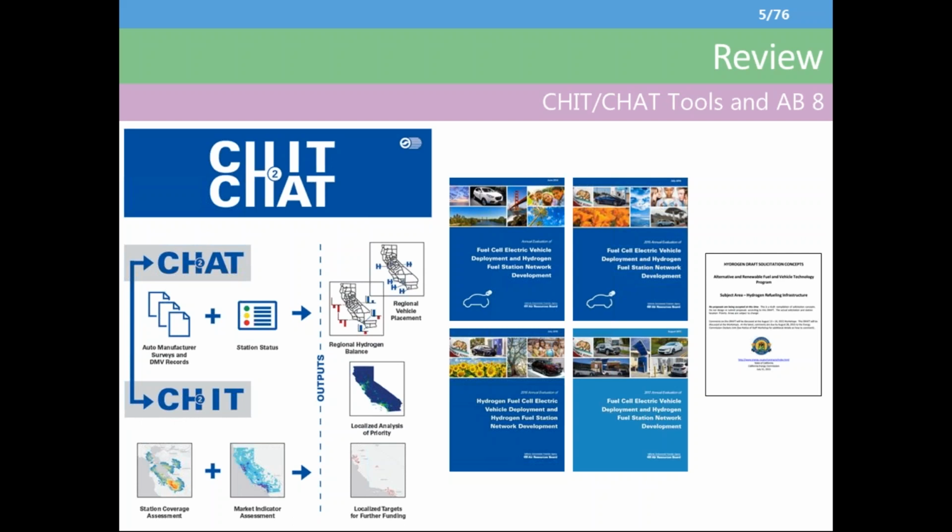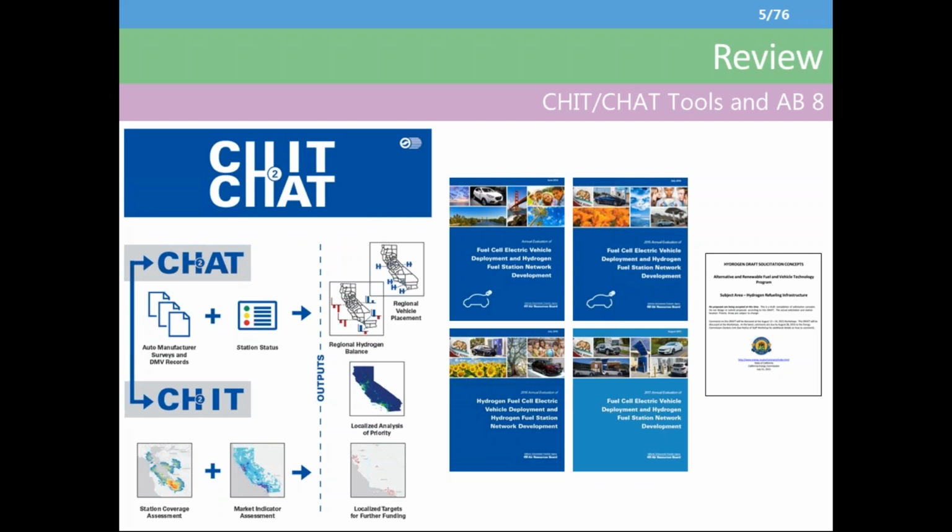Within AB8, there are reporting and analysis requirements for ARB to look at the existing funded and open hydrogen stations, look at plans for fuel cell electric vehicle deployment throughout the state, and make assessments of where the needs are for new hydrogen infrastructure investments. That includes coverage assessments and capacity assessments. We report on these every year in the annual evaluations, which are shown in the middle of this figure.